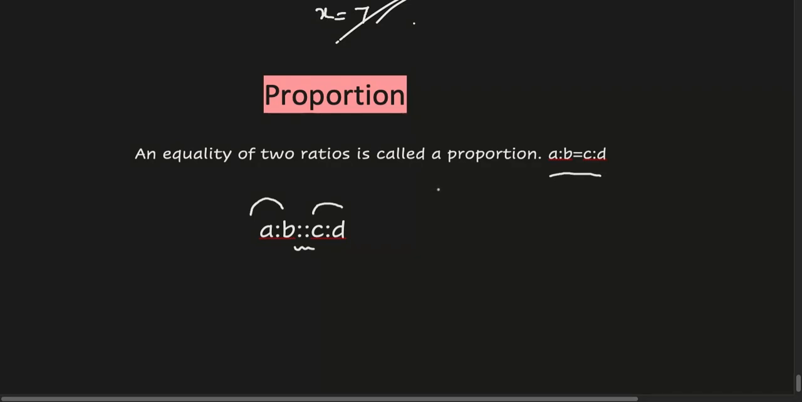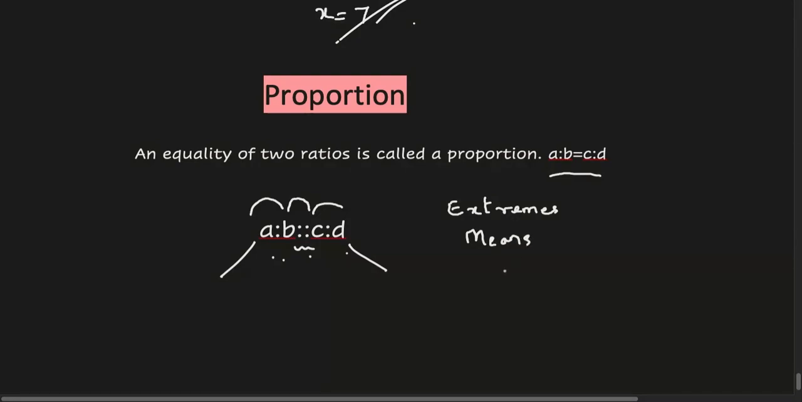Some of the important things related to this: we call these four terms the first term, second term, third term, and fourth term of a proportion. The first one and the last one are the extremes, because they are at the ends. Whereas the second and third are the means.